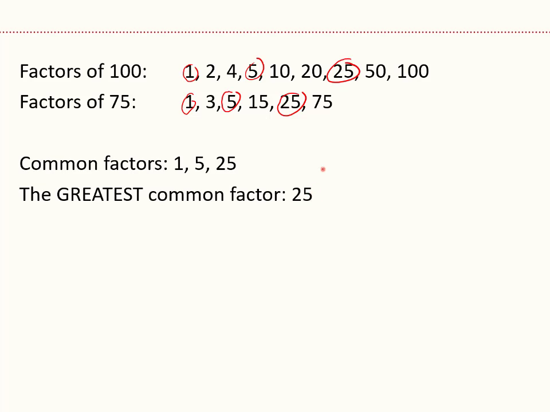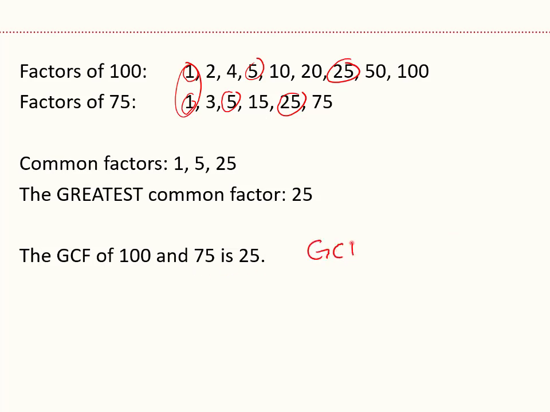The least common factor isn't very interesting. The least common factor will always be 1. So when I'm looking at factors, it's always the greatest one that's the interesting one. We write this as the GCF of 75 and 100 is 25, or you might see it in this functional notation, GCF(75, 100) equals 25.